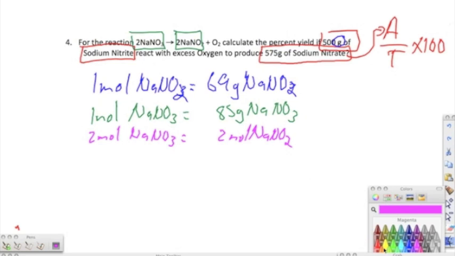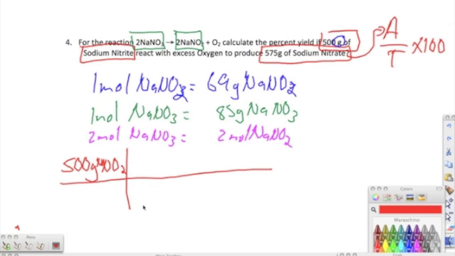Okay, so we go ahead and start with our 500 grams of sodium nitrite, NaNO2. If grams is on top, grams has to go on bottom, so we put 69 grams of NaNO2 equals 1 mole of NaNO2. We're done with that conversion factor, can't use it again.